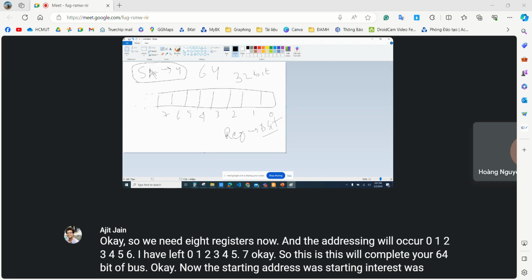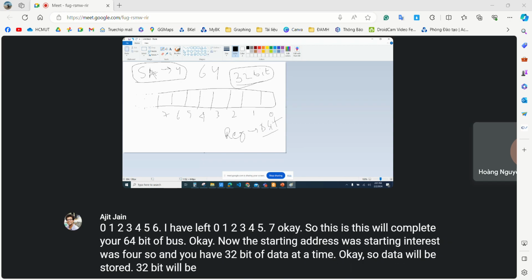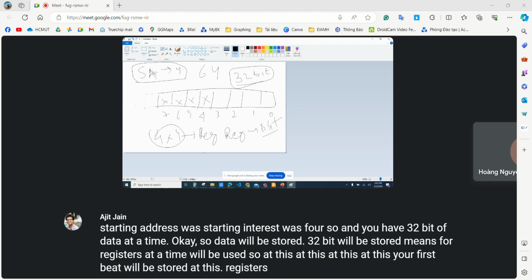The starting address was 4. And you have 32 bit of data at a time. So the data will be stored, 32 bit will be stored, means 4 registers at a time will be used. So at this, your first beat will be stored at these registers.